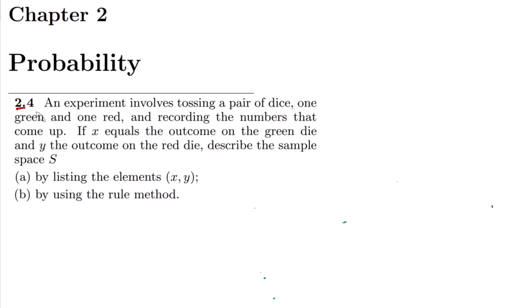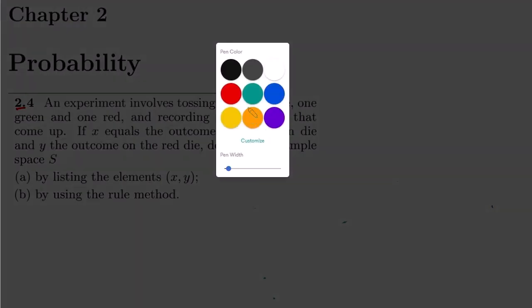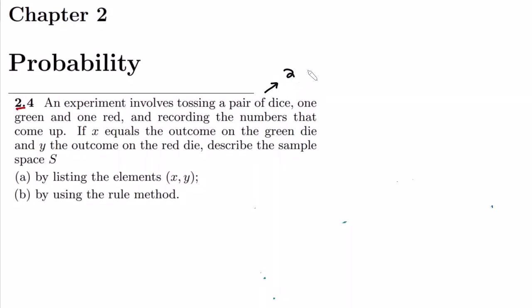So this is question 2.4, and the statement of it is: an experiment involves tossing a pair of dice, one green and one red, and recording the numbers that come up. So the experiment is basically tossing dice, and we have to note the numbers which come up. If X equals the outcome on the green die and Y the outcome on the red die, describe the sample space S by listing the elements (X, Y), and by using the rule method.